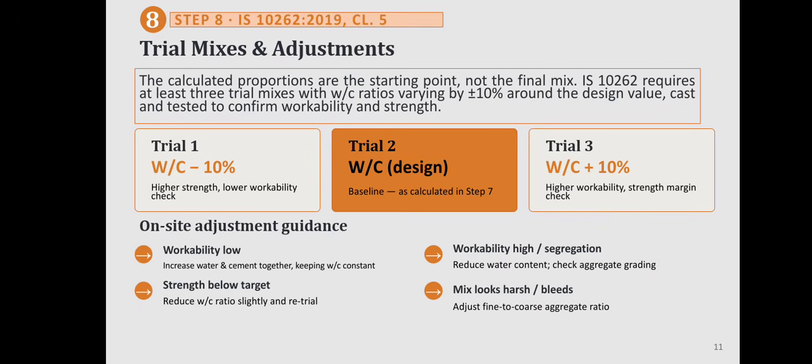Next is trial mixes. Finally, the calculated proportions are not directly used in construction. IS 10262 requires trial mixes to verify both strength and workability. Normally, 3 trial mixes are prepared with slight variations in the water cement ratio. If the concrete is too stiff, too workable, or fails to achieve the required strength, suitable adjustments are made until the desired performance is attained.